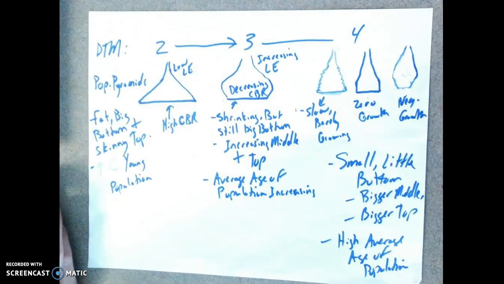Finally, let's talk about the population pyramids that match. So Stage 2, we have this more triangular shape where you have the fat bottom and the skinny top because of that young population with that high dependency ratio on the bottom, because you see that high crude birth rate here at the bottom and the low life expectancy.